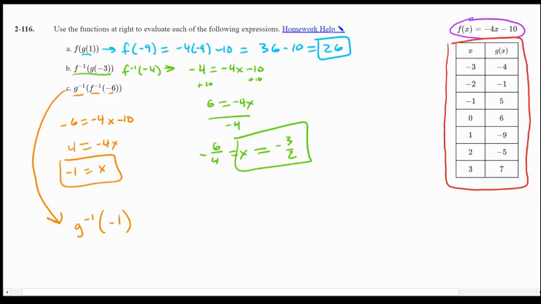And so the output here of the function is going to be negative 1, and I have to find the input. And so I'm really looking at this column. When is that equal to negative 1? And I see that it is when x is negative 2. So my final answer for C is negative 2.